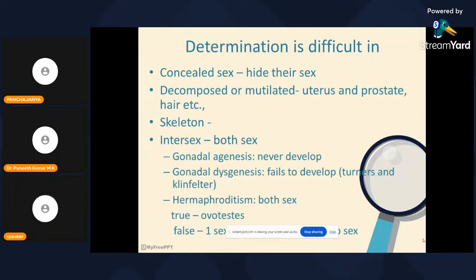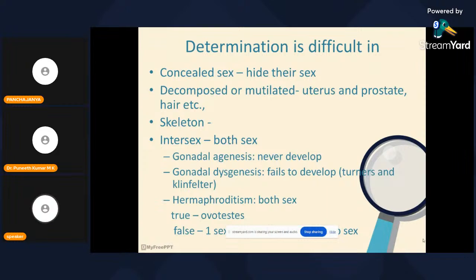Hermaphroditism: here both ovary and testis will be there in the person, and it is again classified into true hermaphroditism and false hermaphroditism. In true hermaphroditism, both testis and ovary are present, and it is a rare condition. Both XY and XX will be present.